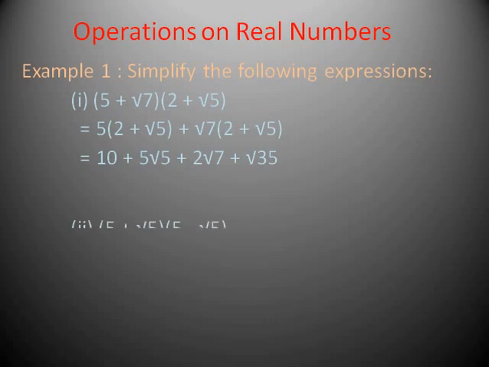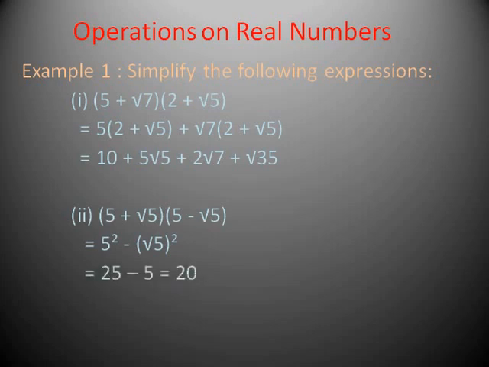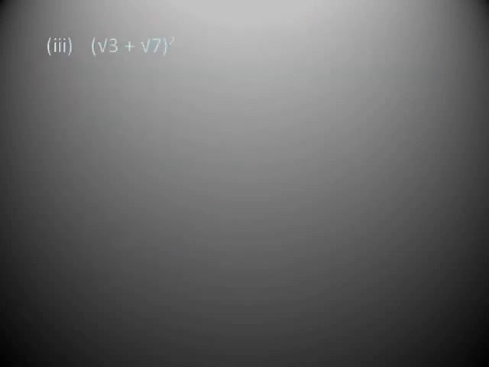Let's see one more example. 5 plus root 5 into 5 minus root 5. This question can be solved using the formula a plus b into a minus b, which is equal to a square minus b square. Therefore it is equal to 5 square minus root 5 square. So 5 square becomes 25, root 5 square becomes 5. So 25 minus 5 is equal to 20. This is the answer.